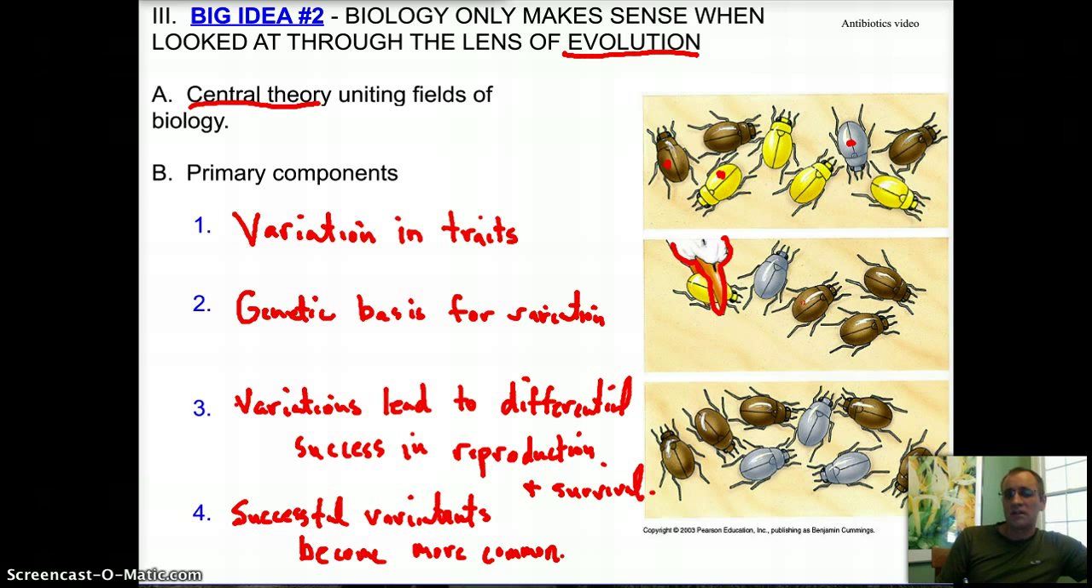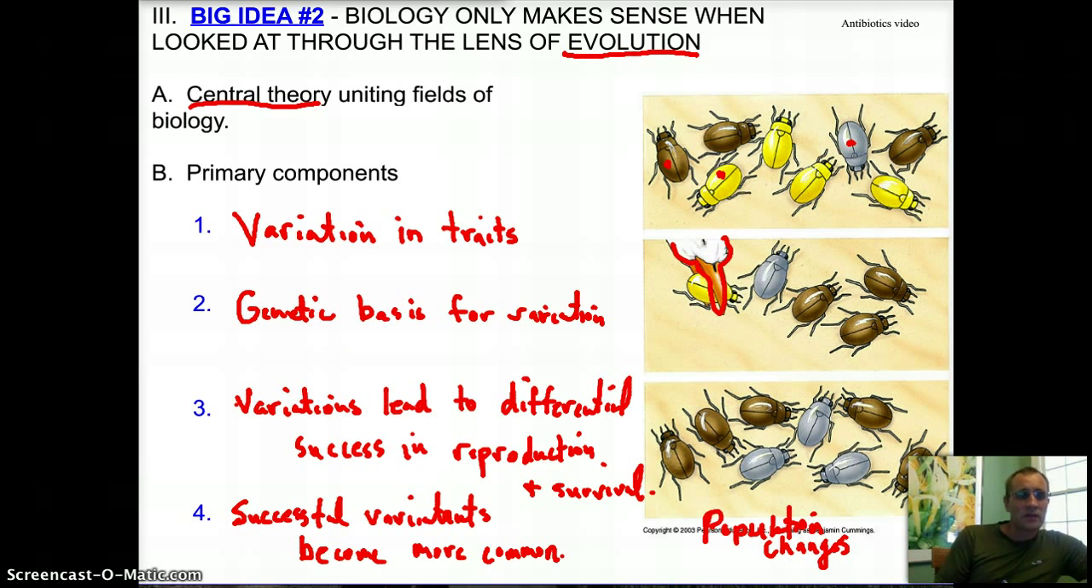Okay, so we have differential success in reproduction and survival, and then of course the successful variants become more common, they live longer, they give birth to more offspring, and that means that the population is going to change. And so that's important to note here, is that the population of beetles changes. Individuals don't evolve. Okay, it's only the population that actually changes.